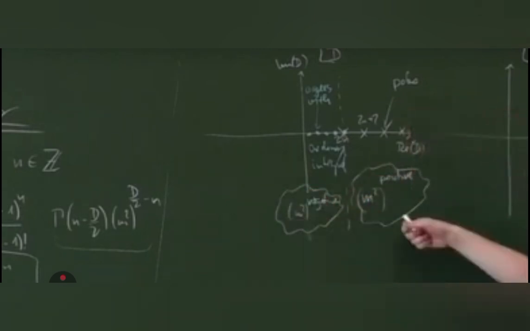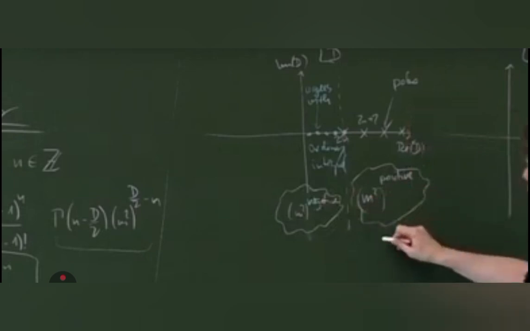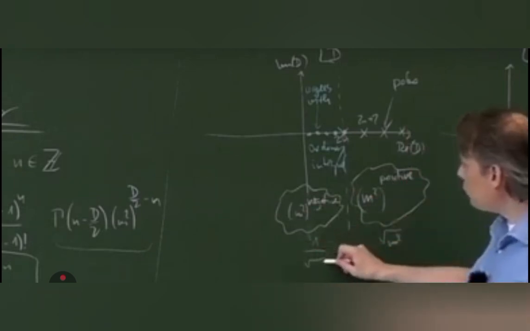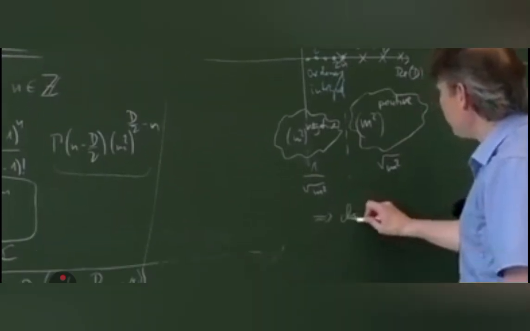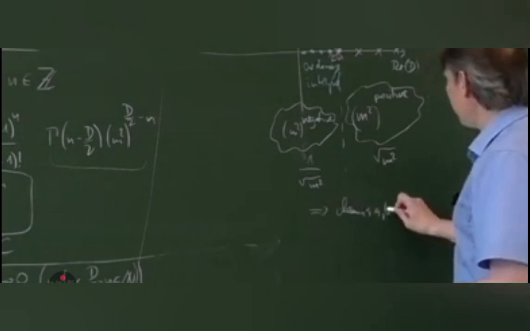So you can think of square root of m squared in this case, and 1 over square root of m squared in the other case. This would be the typical behavior of the function. So that proves claims A, B, C.